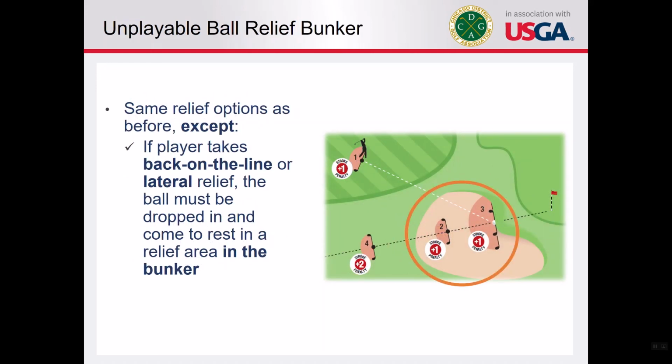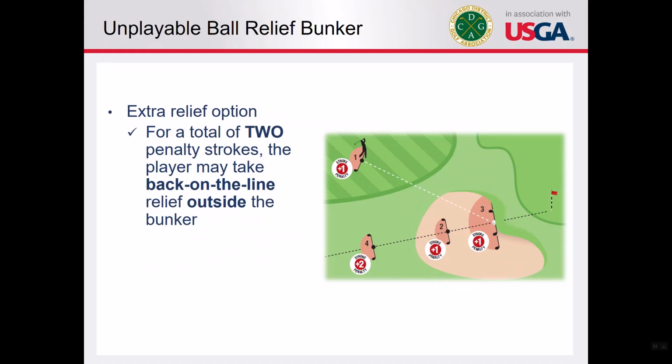And for unplayable ball relief in a bunker, you have the same 1-stroke penalty options that are available in the general area, with the restriction that the relief area must also be in the bunker. But as an additional option for unplayable ball relief in a bunker, the rules do allow you to take back on the line relief outside the bunker for a total of 2 penalty strokes. The relief area in this case is the same as the back on the line relief area for taking relief in the general area.